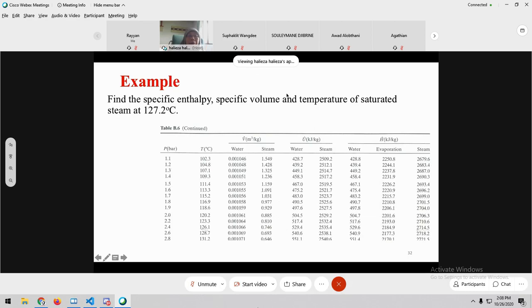Okay, can you see the steam table? Guys? Yes, doctor. Good. Because I'm not sure whether you can.